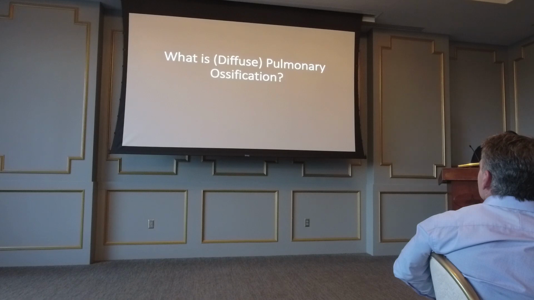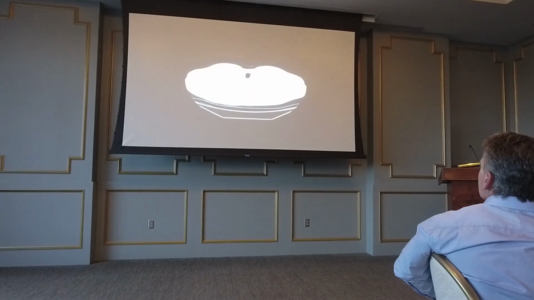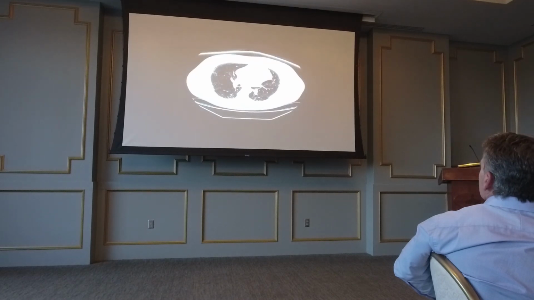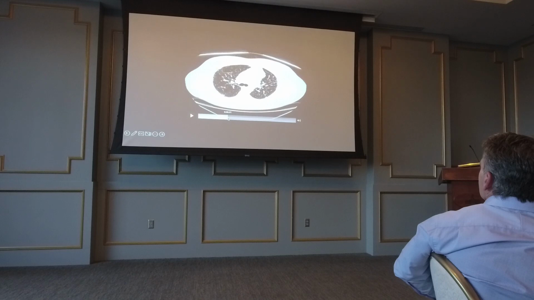So what is diffuse pulmonary ossification? It's all bone formation inside the lung, but you see it as these little calcifications in the areas.